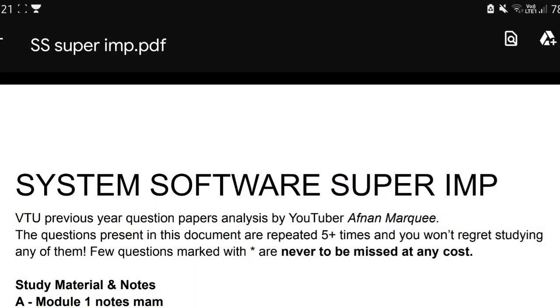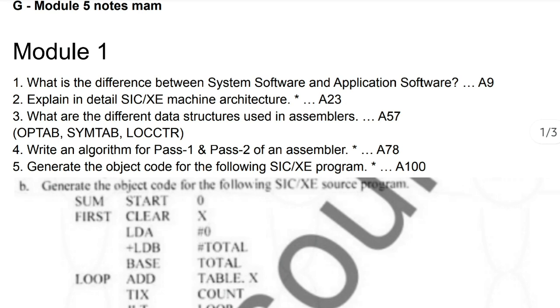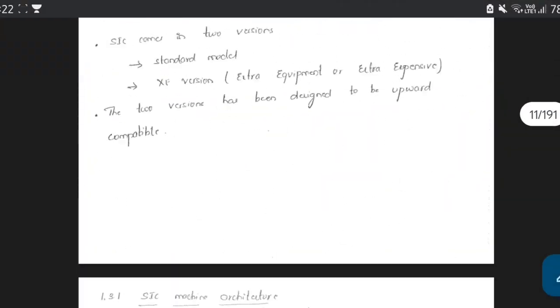Moving on, the second question is: explain the SIC/XE architecture. This is a super important question, very much repeated, and few subtopics are also asked separately, so this is a never-to-miss question. Explain in detail the SIC/XE machine architecture. Don't get confused: SIC machine architecture is different, and SIC/XE machine architecture is different. It is presented on page number 23, so let's go to page number 23.